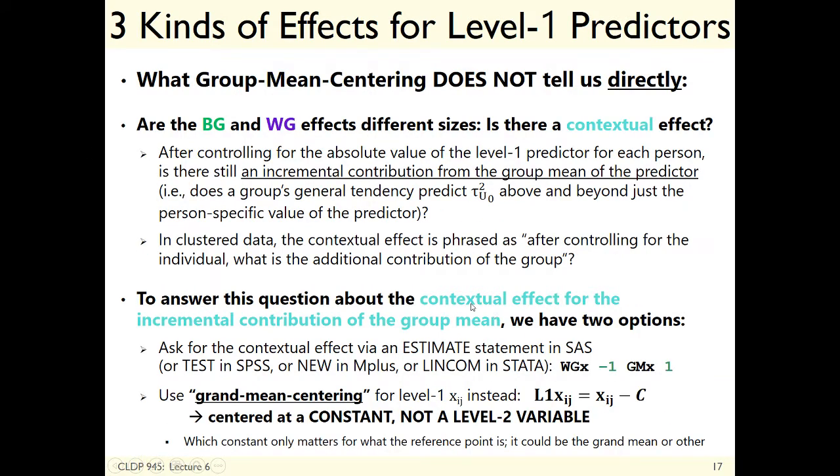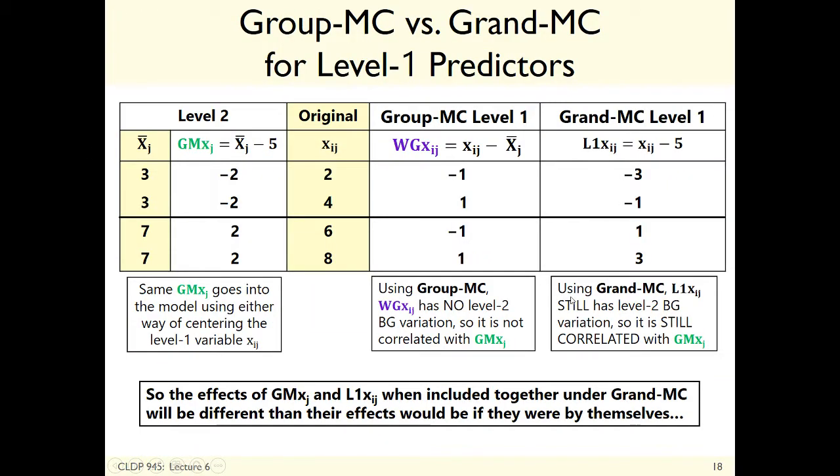The other one then is the contextual effect. So just to remind you why these are different, the same level 2 predictor goes in either way: the group mean, centered at a constant so that 0 is meaningful. So this column, for instance, right here, is a group that has a mean of 3 and a group that has a mean of 7. The rows are for individuals within the group.